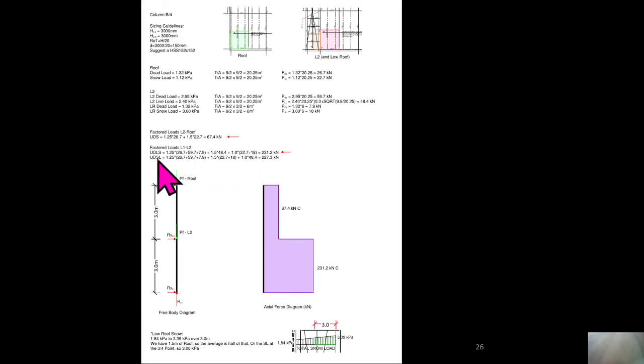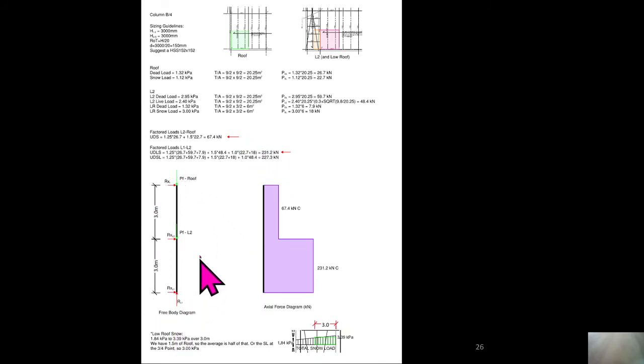I have ultimate dead-snow-live. My dead is the same. Now I'm multiplying the snow loads by 1.5 and using live load as a companion. It looks like live is my principal load and snow is my companion, and that governs from ground to level 2. So it's a different combination depending on where we are on the column that governs.